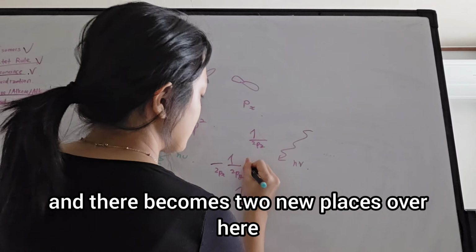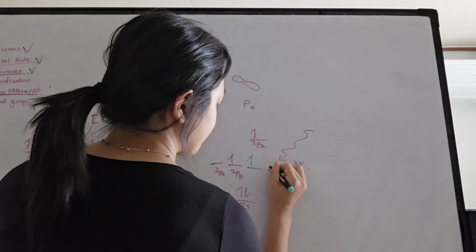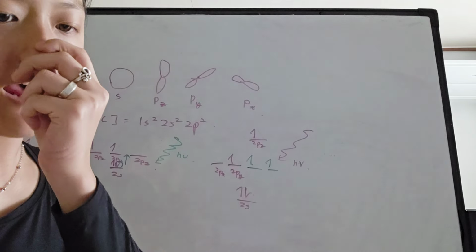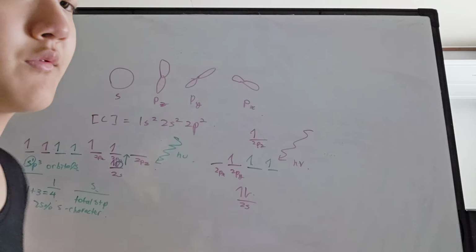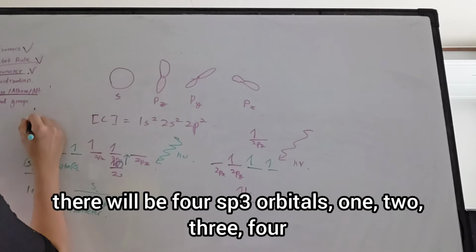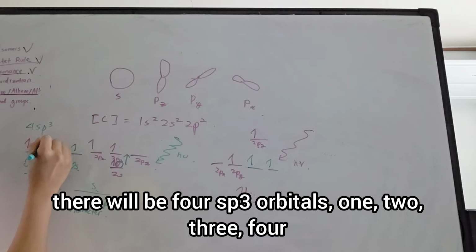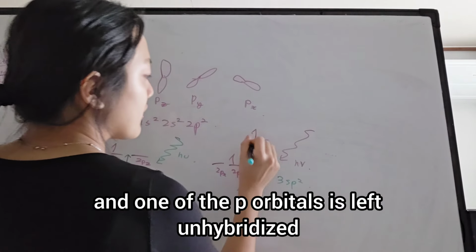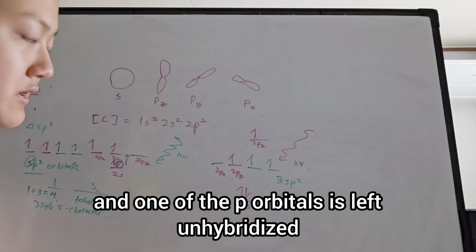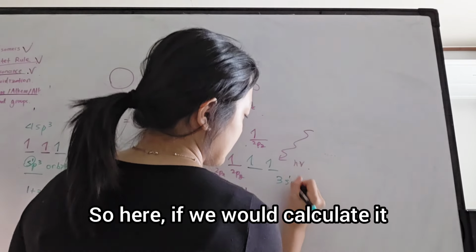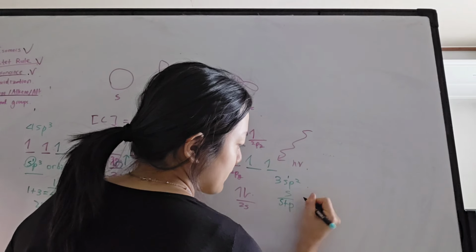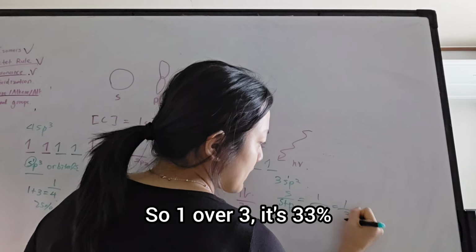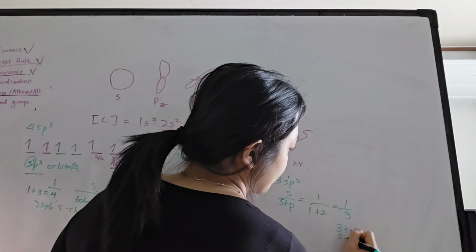And there become two new places over here. So inherently, there are 3 sp2 orbitals. Oh, by the way, here there will be 4 sp3 orbitals: 1, 2, 3, 4. Here, there are only 3 hybridized sp2 orbitals, and one of the p orbitals is left unhybridized. So if we calculate it, s over s plus p is going to be 1 over 1 plus 2, so 1 over 3, it's 33% s character.